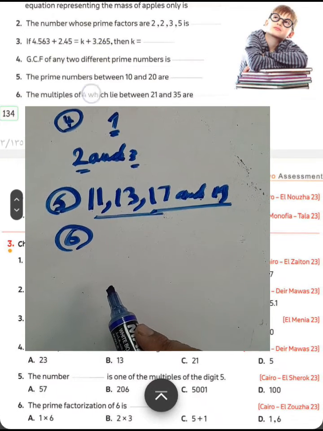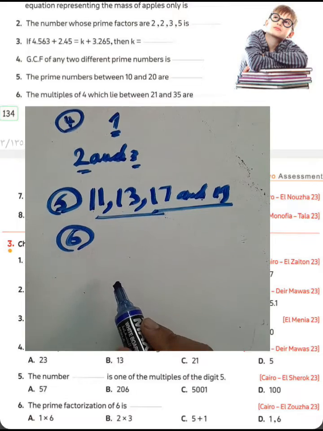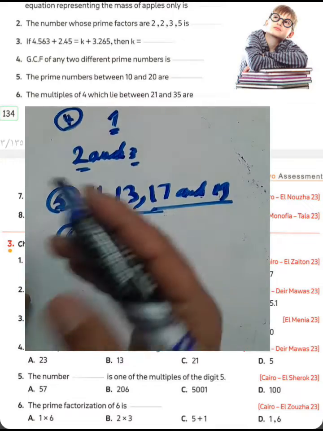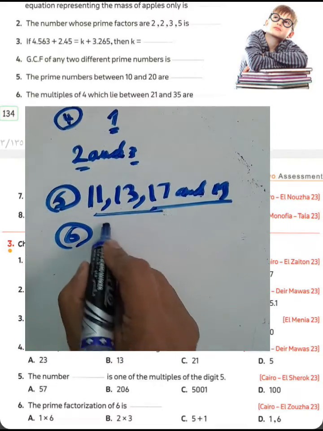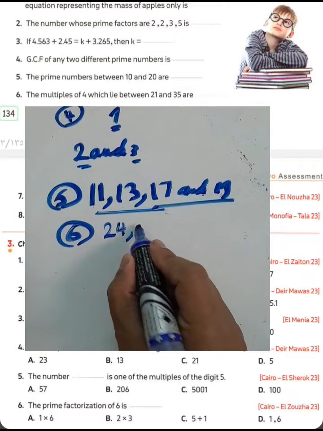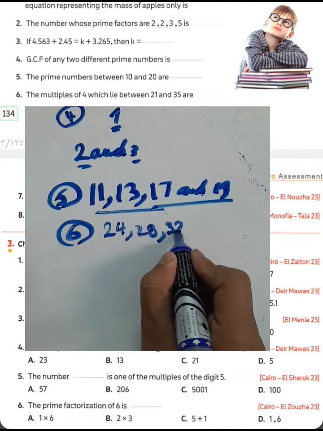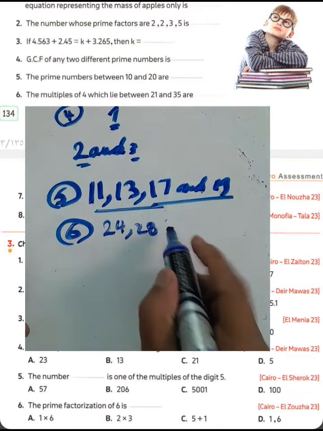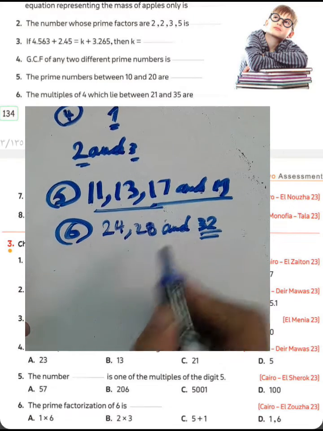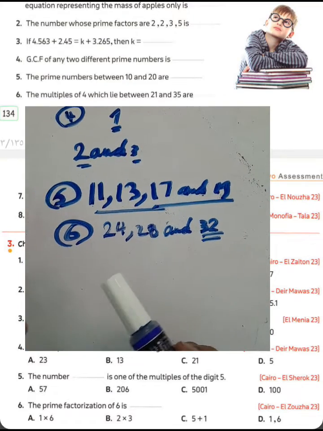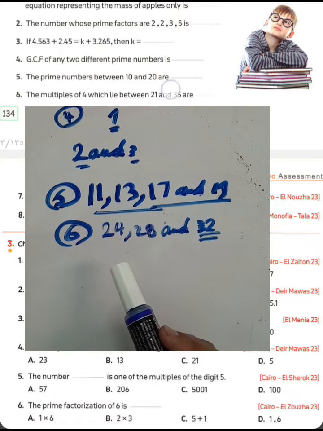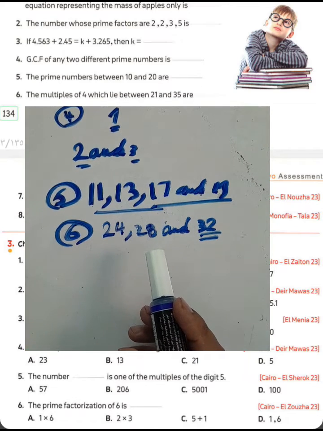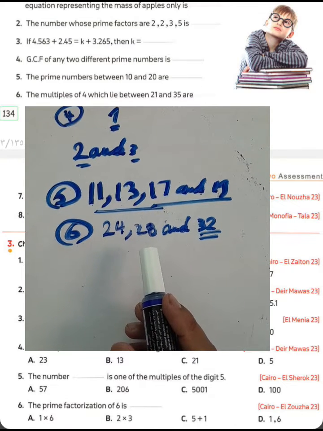The multiples of 4 which are between 21 and 35: 4 times 1, 4 times 2, 4 times 3, 4 times 4, 4 times 5, 4 times 6 equal 24. 4 times 7, 28. 4 times 8, 32. Okay, so the result will be 24, 28, and 32. You must add 4 each time to get multiples of 4 that lie between 21 and 35. Okay, 4, 4 plus 4, 8 plus 4, 12 plus 4, and so on.